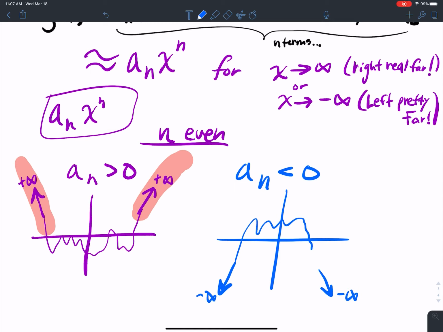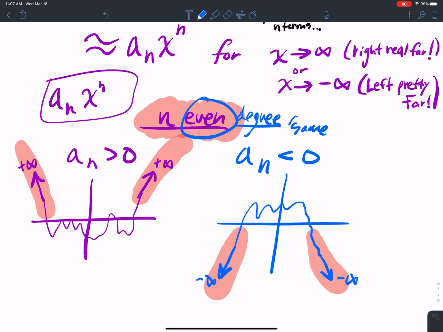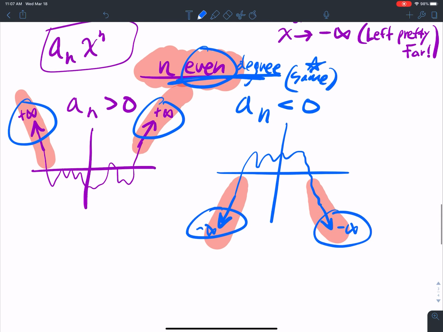And what happens in between, who knows? But we do know the end behavior is negative. And the way I told you how to memorize this was even. If I have an even degree, think even is the same. If one side goes down, the other side's got to go down. If one side goes up, the other side has to go up. Even is the same in behavior.